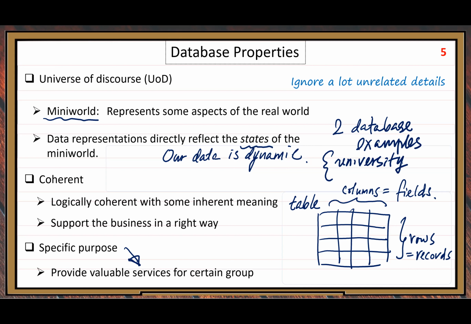Okay. So about the university database: students, classes, sections, grades, that type of thing. The second one is the company database.